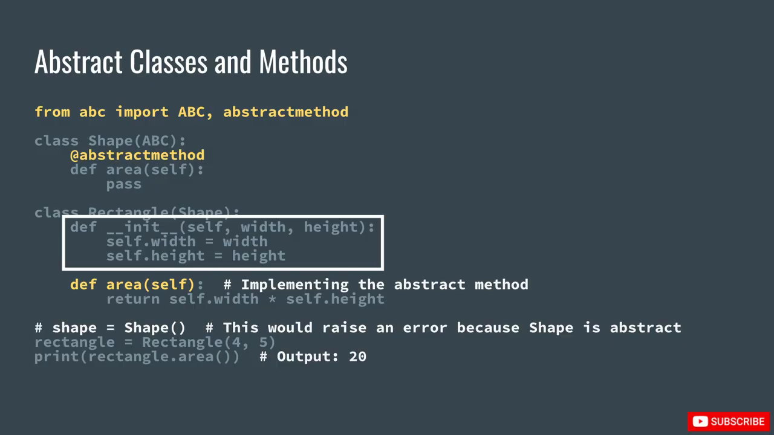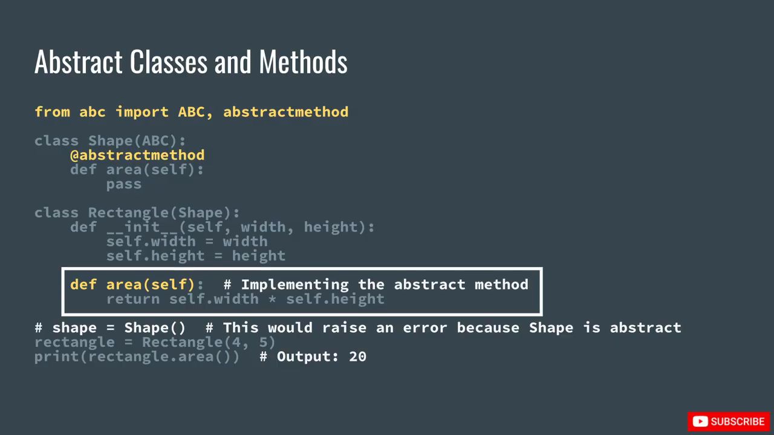Next, we create a Rectangle class that inherits from Shape. In the Rectangle class, we define an init method that takes width and height as parameters. Here's where we implement the abstract method. The area method calculates the area by multiplying width and height.